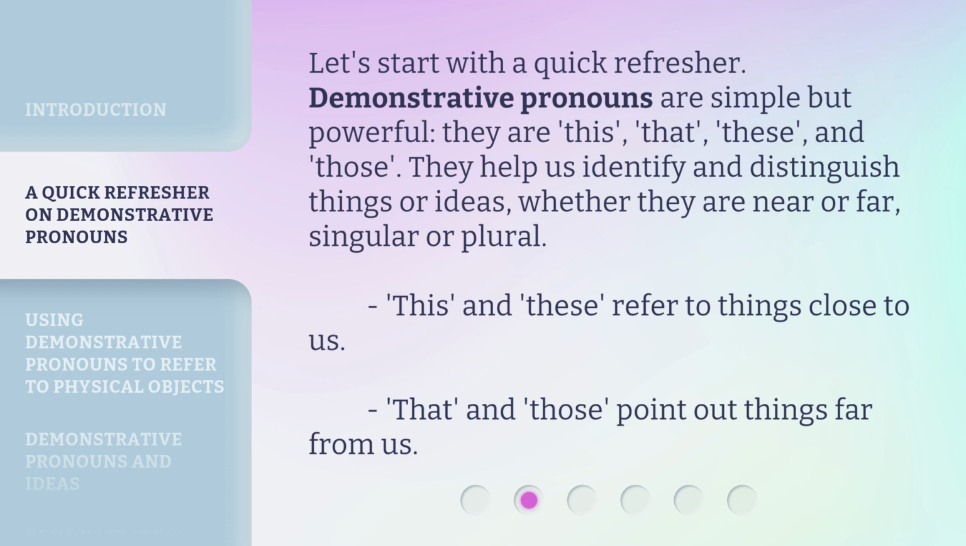Let's start with a quick refresher. Demonstrative pronouns are simple but powerful. They are this, that, these, and those. They help us identify and distinguish things or ideas, whether they are near or far, singular or plural. This and these refer to things close to us. That and those point out things far from us.